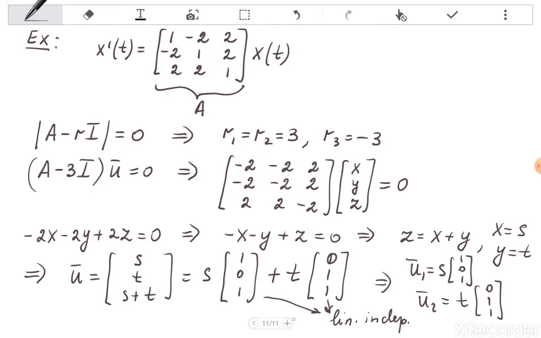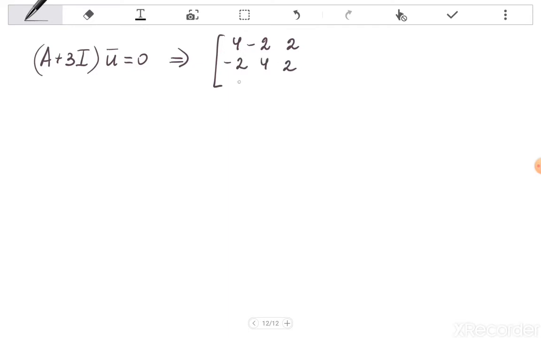Okay, let's just find the eigenvector for the third eigenvalue. So A plus 3I, applied to u, is 0. This is the same as A plus 3I, which will be the matrix 4, minus 2, 2; minus 2, 4, 2; 2, 2, 4, applied to x, y, z, is 0. And in this case the vector will be, so what do we have here?